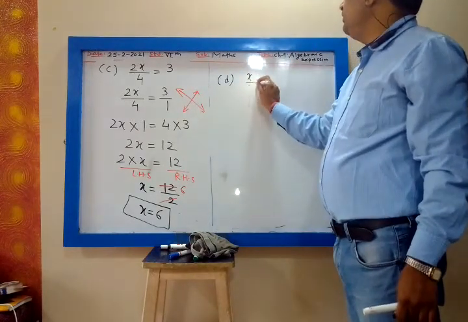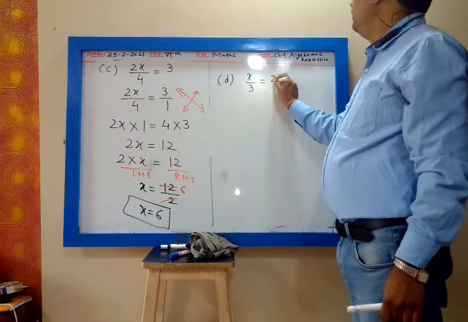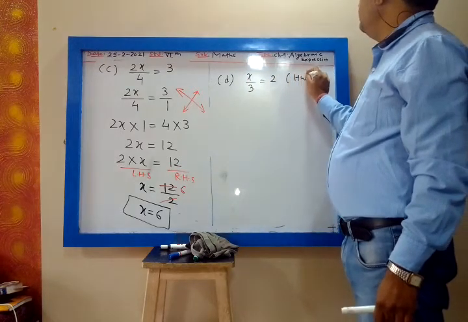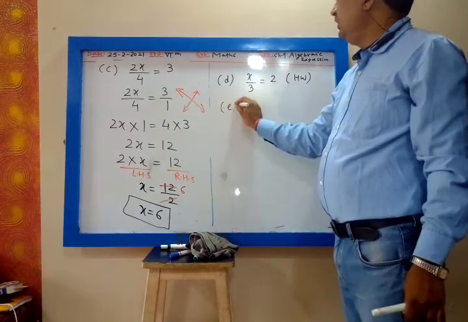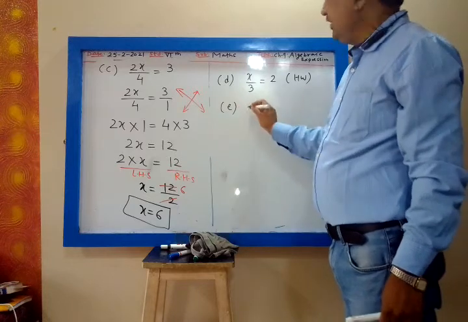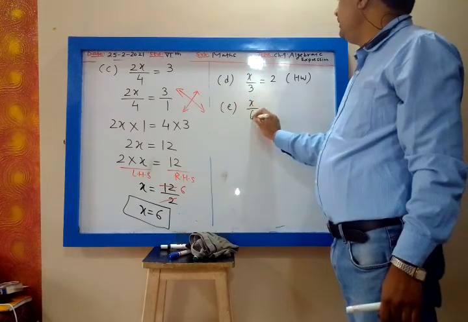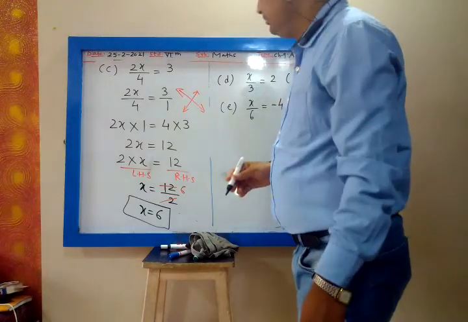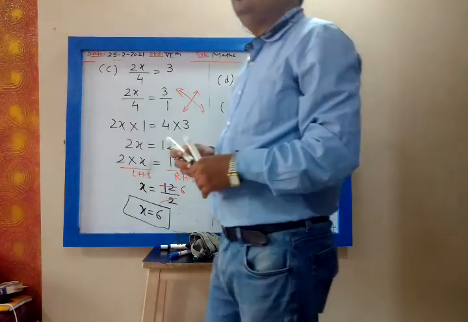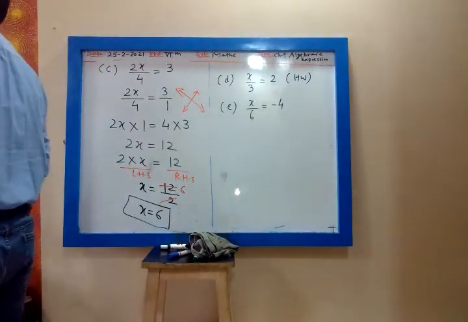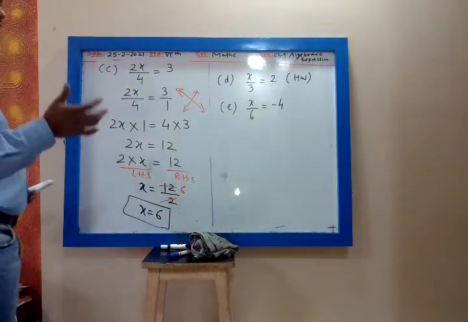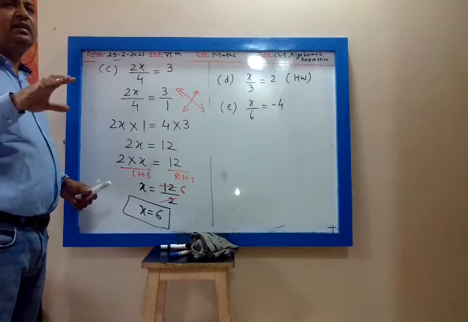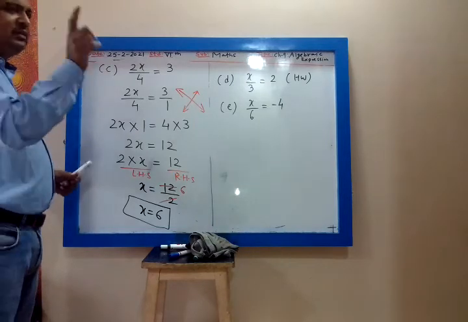Homework: x upon 3 is equal to 2. Then x upon 6 is equal to minus 4. My dear, you are not paying attention. That is why you are not understanding. I am explaining nicely and slowly, but you are not paying attention to what I am speaking. Let me explain finally.